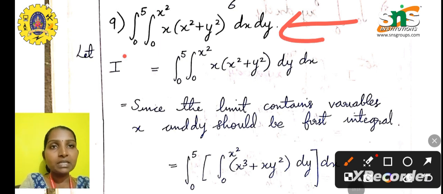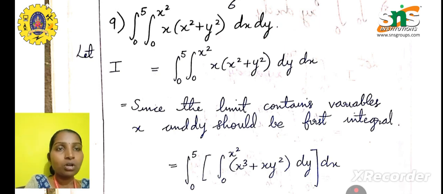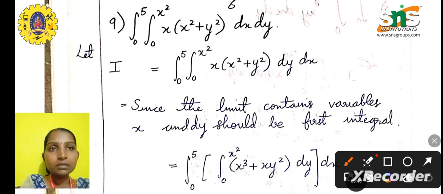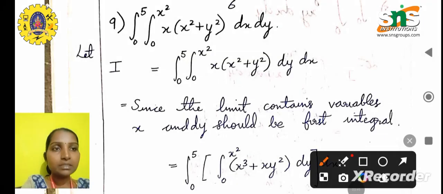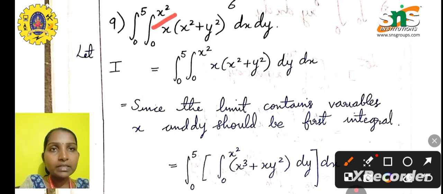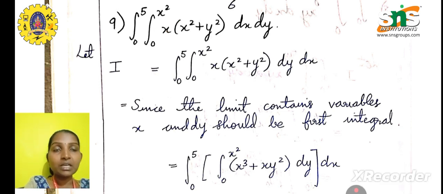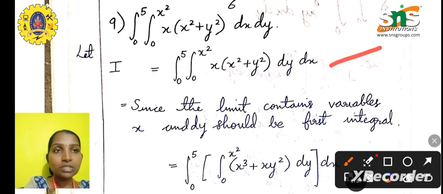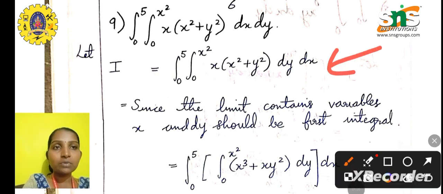This problem contains a double integral with the integrand and both the variables dx and dy. As you can see, the limit contains x squared as an upper limit. So what can you do for this kind of definite integral limits? The concept is, you are going to take integral 0 to 5, integral 0 to x squared, x into x squared plus y squared dy dx as usual.